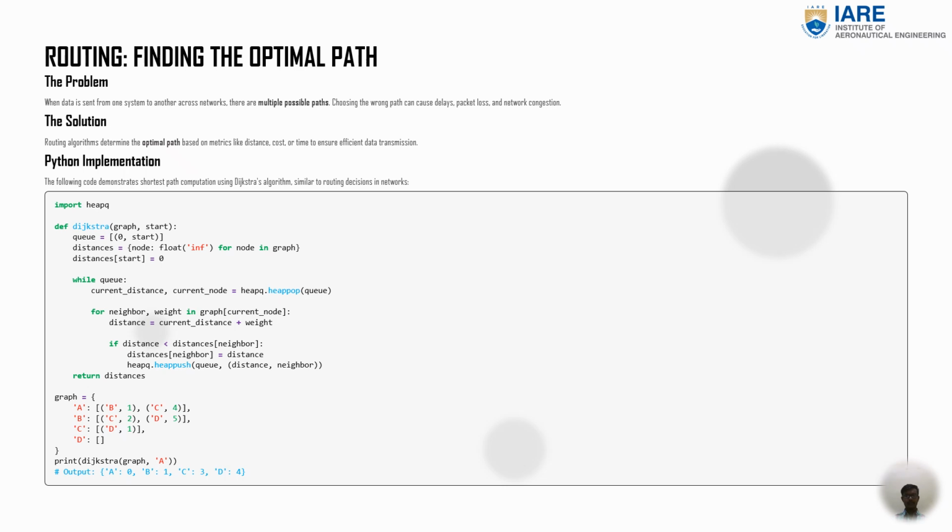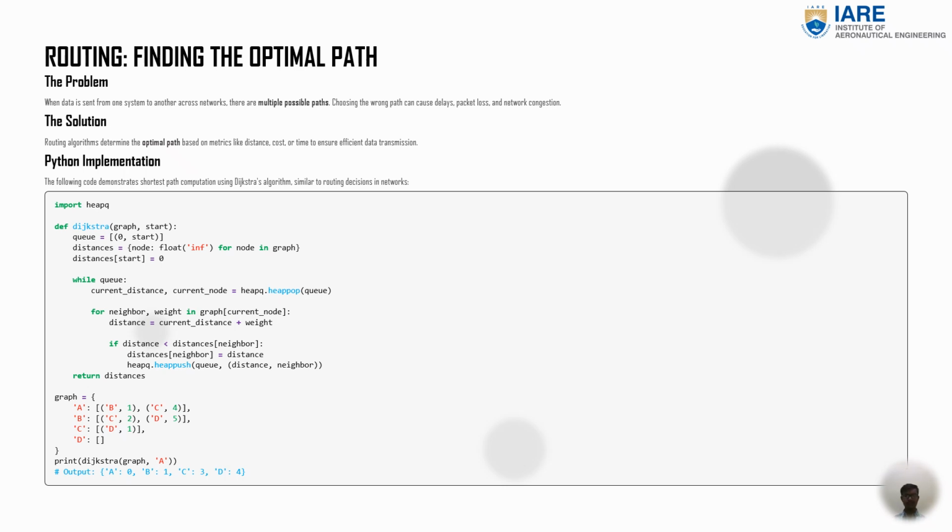For this, the implementation done in Python demonstrates shortest path communication using Dijkstra's algorithm, similar to the routing decisions which often happen in networks. So let's talk about what this code does. It implements Dijkstra's algorithm, which is used for finding the shortest distance from a starting node to all other nodes in a graph. It works only when the edge weights are non-negative.